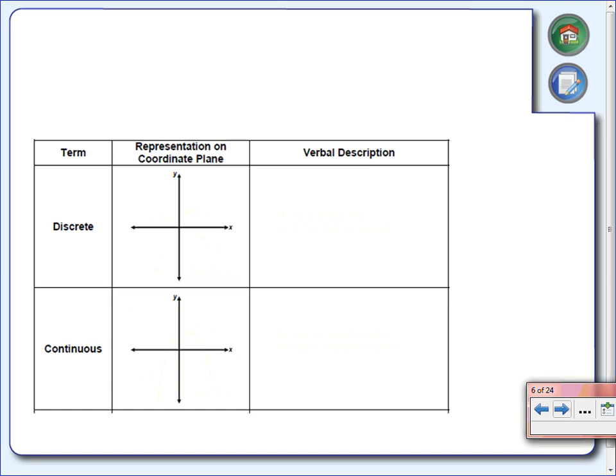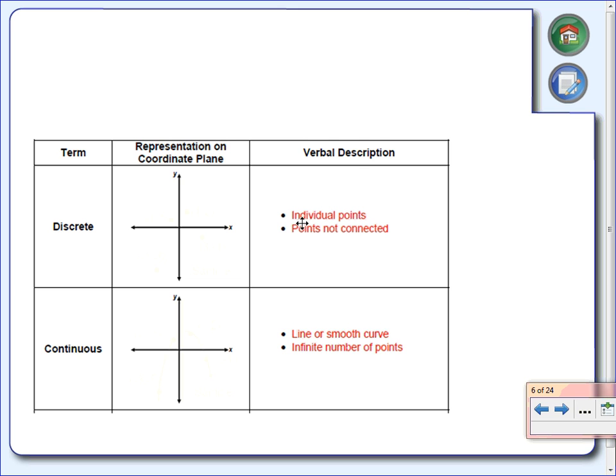Then we went on to something called discrete and continuous. Discrete is when the points are not connected. Continuous is just the opposite of that. Continuous is when the points are connected, usually making a line or some kind of smooth curve.